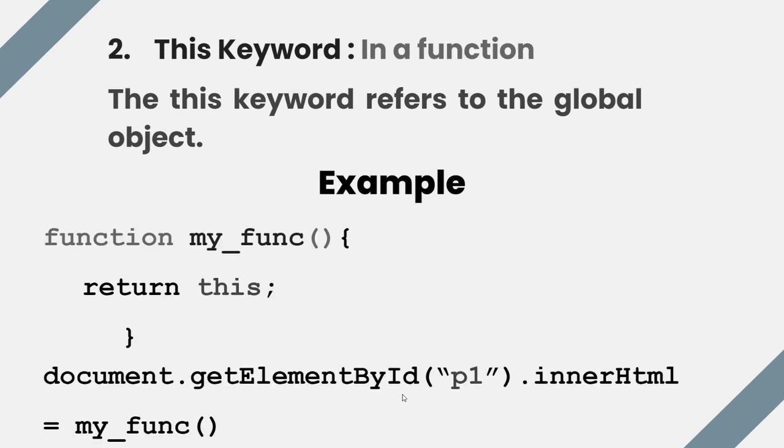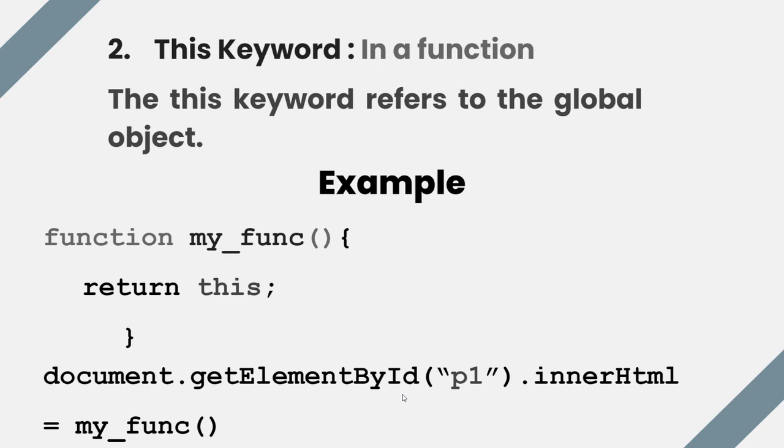So next we have the this keyword within a function. And the this keyword here refers to the global object. So even within a function, it also refers to the global object by default. That is, similar to when it was on its own. Within a function, it still refers to the global object by default.